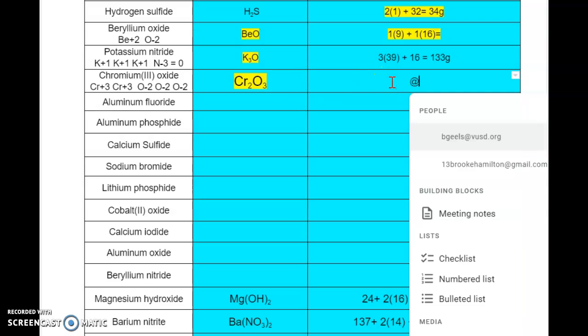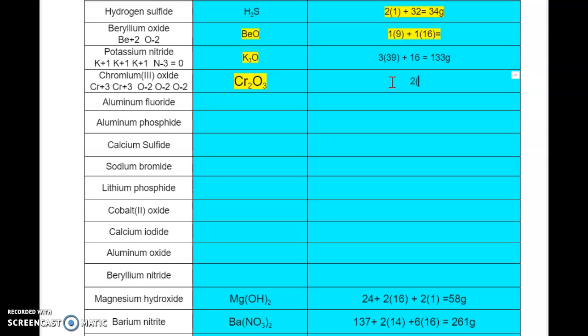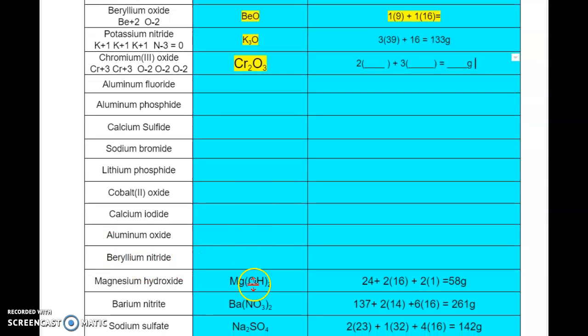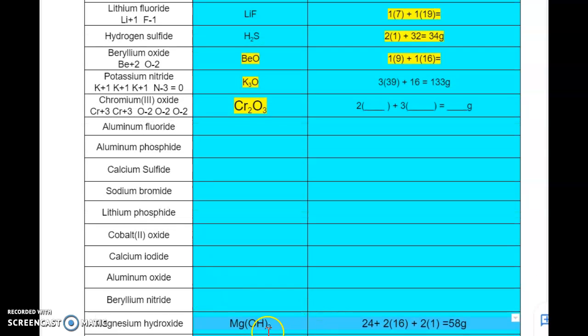And then you go ahead and do the mass. 2 times whatever chromium is plus 3 times whatever oxygen is equals our compound mass in grams. And you'll continue that the rest of the way down. These 3 are just some examples of what you can do. These involve some polyatomic ions, but they just show some examples of how you would calculate these different ions down below.